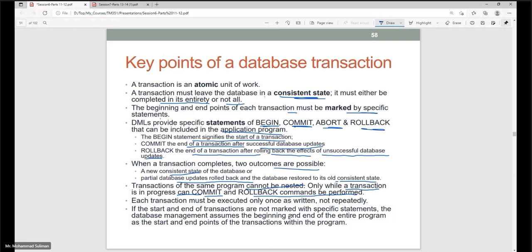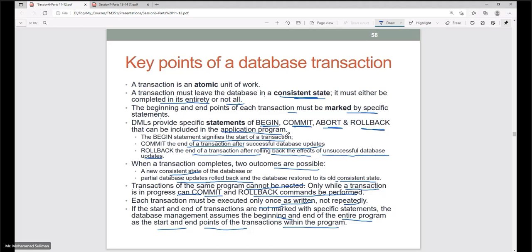Each transaction must be executed only once as written and not repeatedly. If the start and end of a transaction are not marked with a specific statement, that is begin and commit, the database management system assumes the beginning and end of the entire program as the start and end points of the transaction. The start of the program will be begin and the end of the program will be commit. Okay, so this is about the points regarding database transactions.